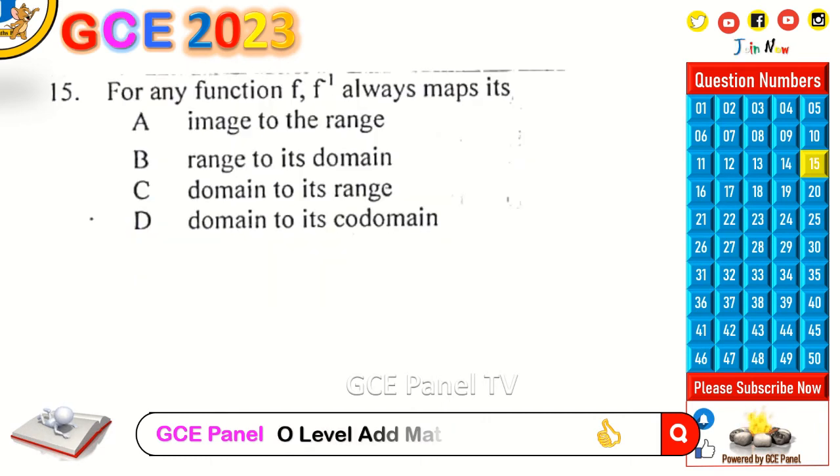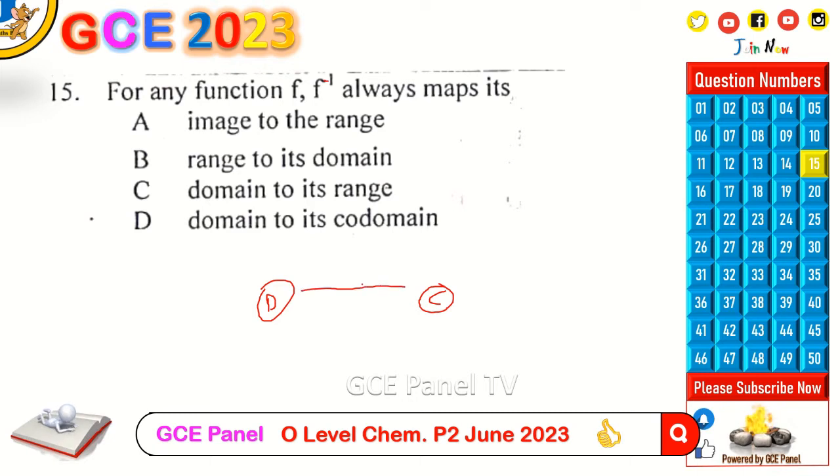Question 15. For any function f inverse, this f inverse always maps it. So if this is our f, this is the domain set, and let's say this is the codomain, or the range. So the function f maps elements from domain to codomain. Now, f inverse is the one that is moving in the opposite direction. It maps elements from the codomain back to the domain.